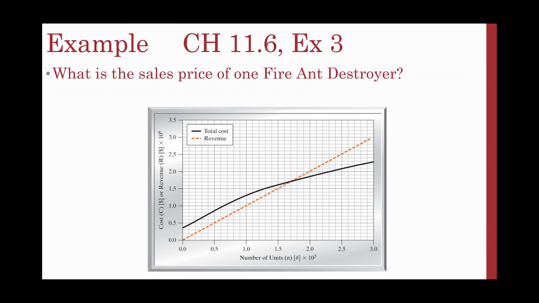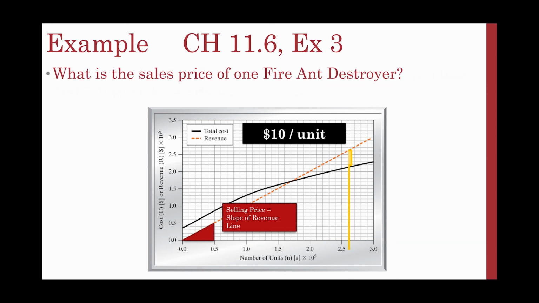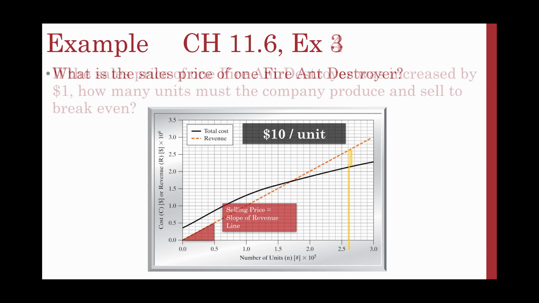What is the sale price of one fire ant destroyer? So we need the slope of our revenue line. You can do this at any points. Your selling price is the slope of our revenue line, which in this case is $10 per unit.